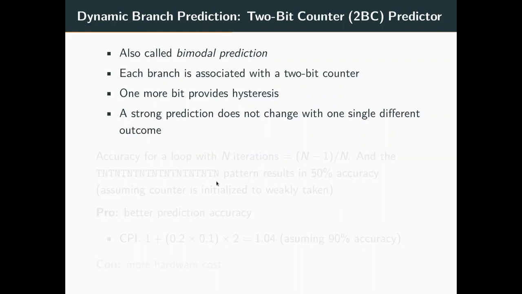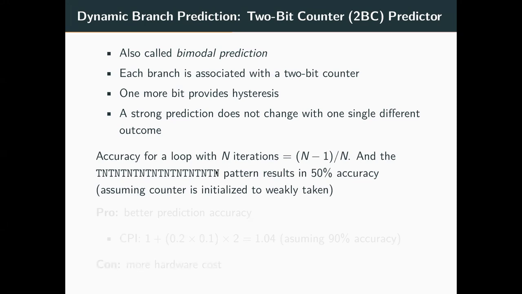So let's look a little bit deeper. This is also called bimodal prediction. I don't know why. And just like the 1-bit predictor, each branch has its own counter. The extra bit gives us a little more hesitancy to switch to a different prediction. If we're in a strong prediction, so if we're fairly confident that this branch is going to continue to be, say, taken, then only one not taken won't change our minds. The same goes if we're fairly confident it'll continue to be not taken.